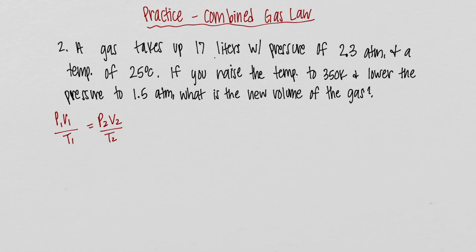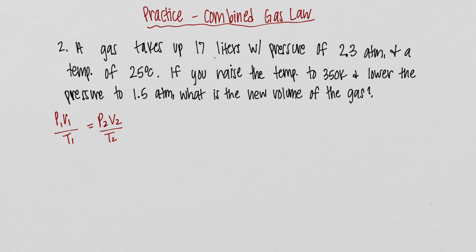So this one is from the practice, the combined gas law. I'm going to go over number 2. A gas takes up 17 liters with pressure of 2.3 atmospheres and a temp of 25 degrees Celsius. If you were to raise the temperature to 350 K and lower the pressure to 1.5 atm, what would be the new volume of the gas?